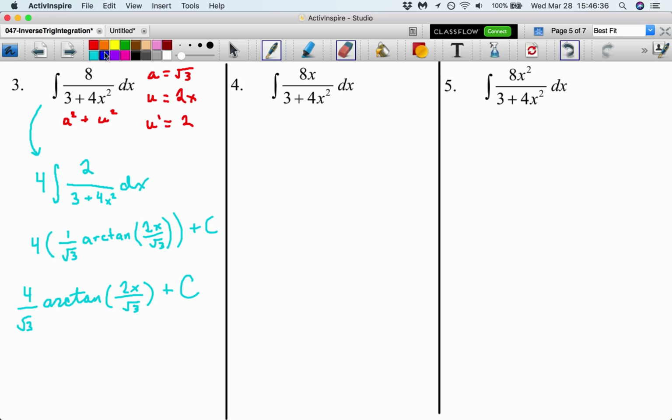All right, so I kind of alluded to this in the last problem. You should try this out. It kind of gave it away. Try number 5 out. Again, number 5 is different.